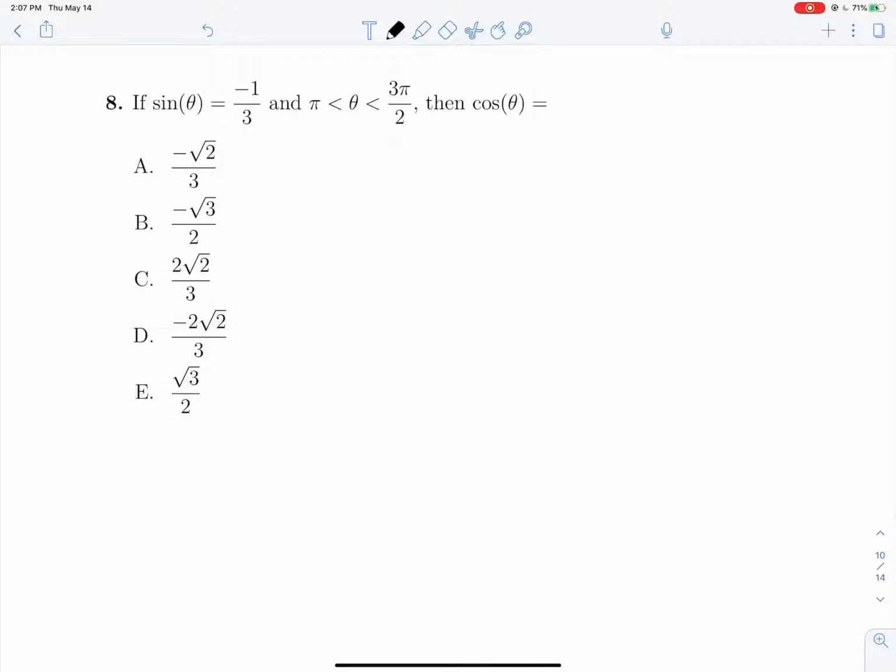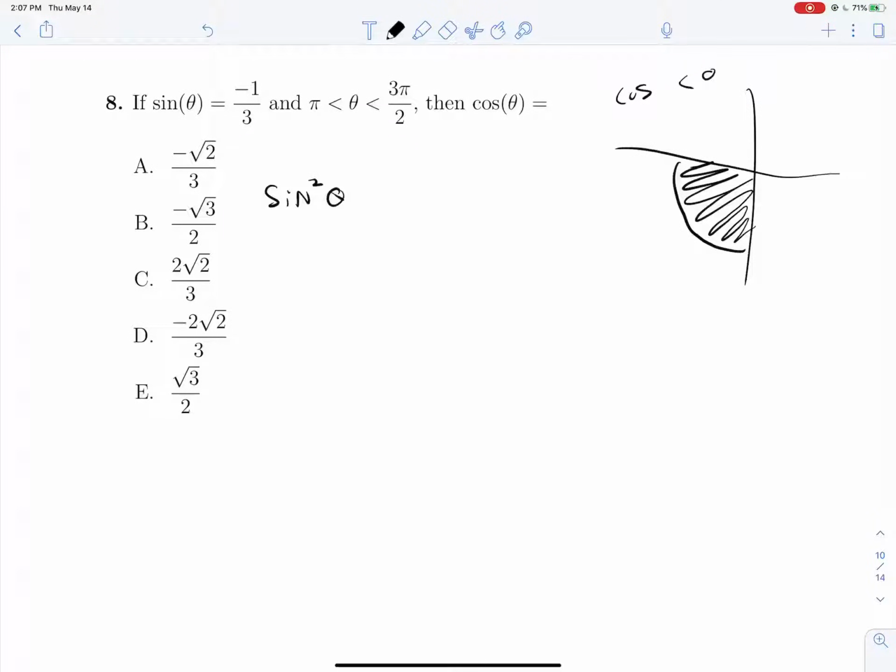8, if the sine of theta is negative 1/3 and we're dealing with thetas between pi and 3 pi over 2, what is cosine of theta? Well, on this interval here, our x values, our cosine, is always less than 0. So cosine must be less than 0. Let's keep track of that. Since we know that the sine of theta squared plus the cosine of theta squared is equal to 1, we can plug in sine squared and solve for cosine squared.